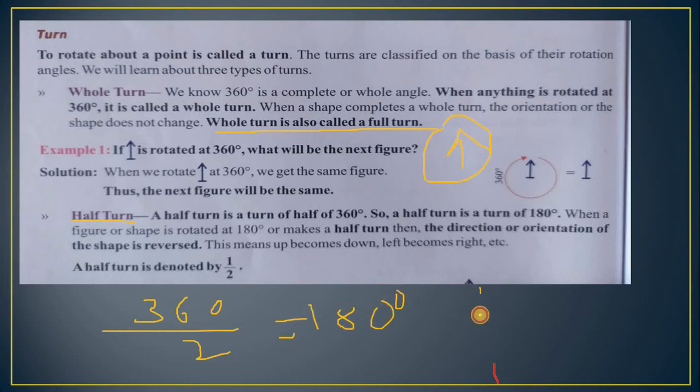And 180 degree means this one is 90 degree, then again we move here. These two angles are nothing but 180 degree. So half turn means just half of the circle. That half part is known as 180 degree. That is the half turn. It is denoted by 1 upon 2 because we have divided by 2, and it is taking the half of the portion. That's why it is written as 1 upon 2.